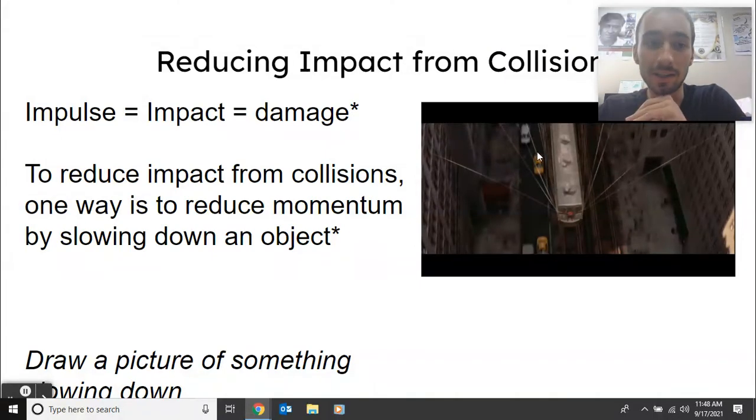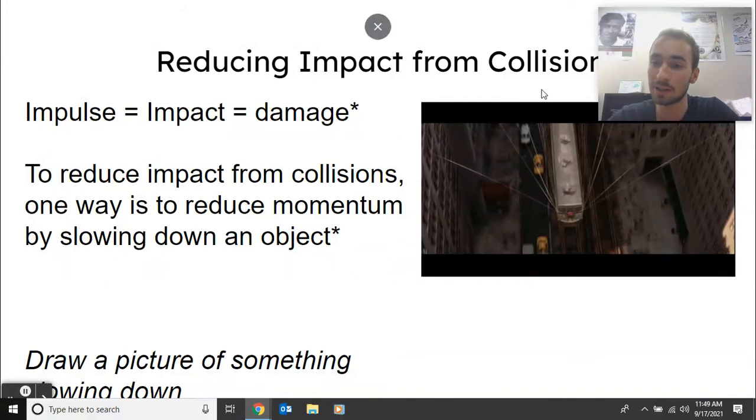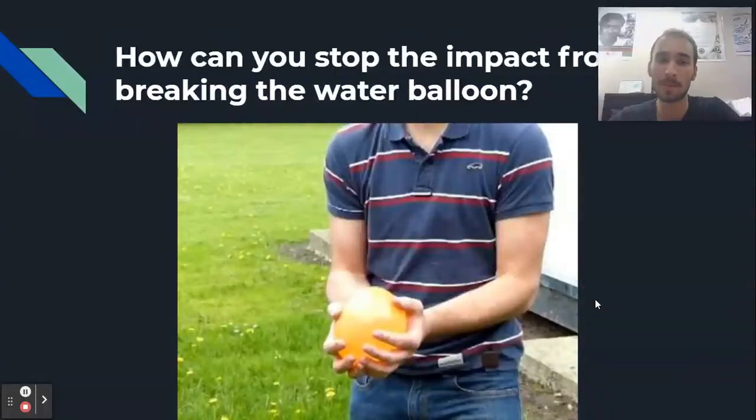And then can you please write down impulse? You can think of it as another word for impact. And if you don't know what impact means, you can think of it as damage. So to reduce impact from collisions, one way is you have to reduce the momentum by slowing down the object, is usually what's best. So on the left side, please write this. On the right side, please draw a picture of something slowing down.